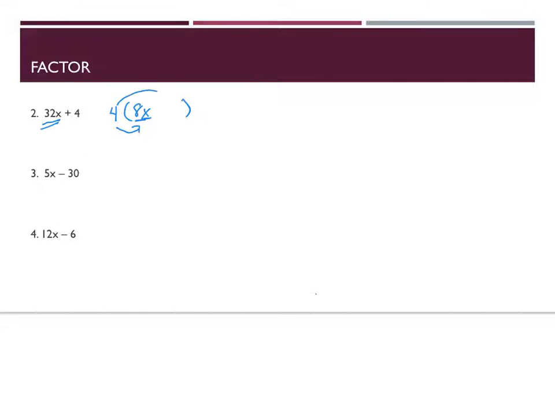I need 4 times the number over here to give me an answer of positive 4. 4 times 1 gives me 4. So my answer, if I clean it up, is just 4 times 8x plus 1. And if I want to check myself, I'll actually do the distributive property to my answer and make sure I get the question back.